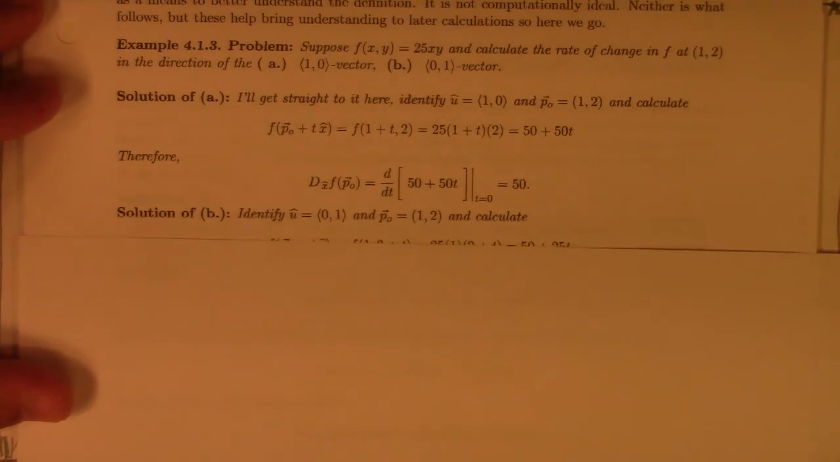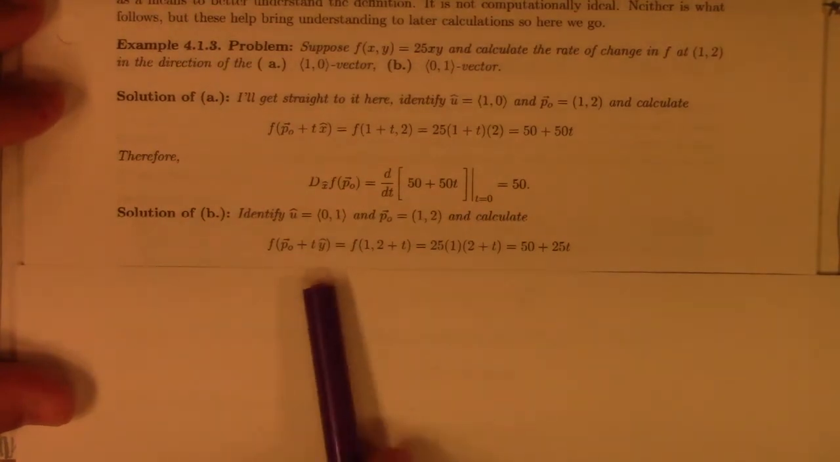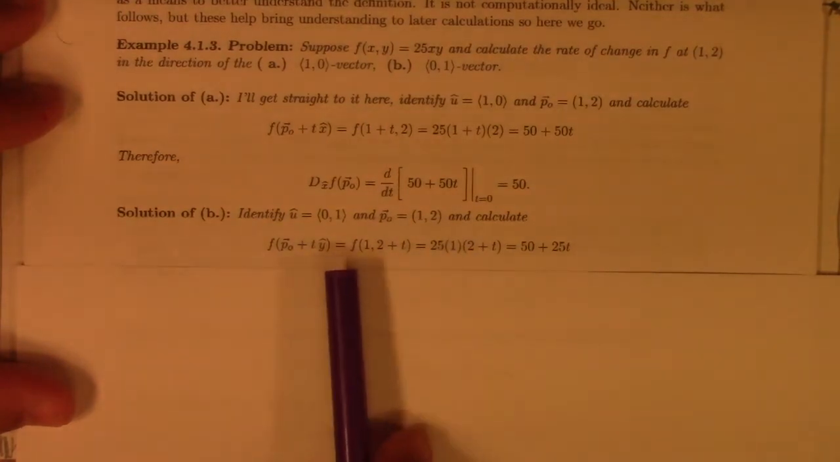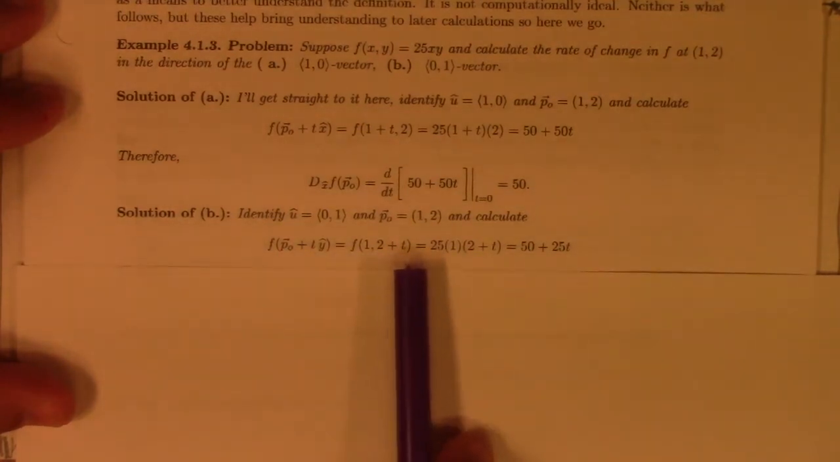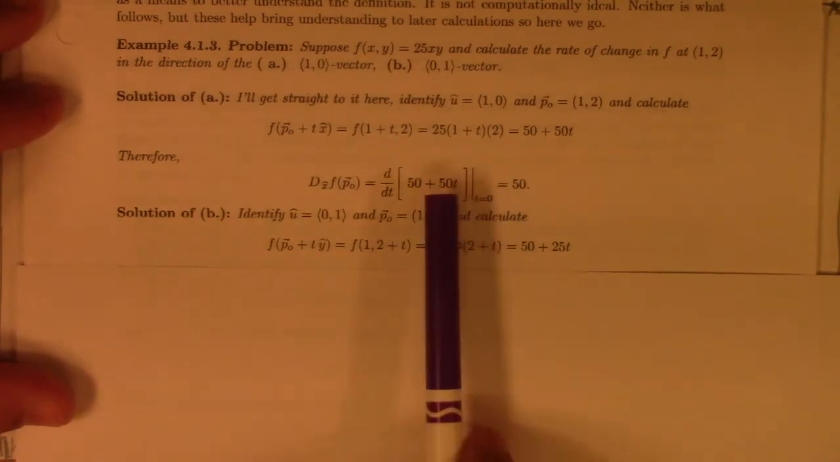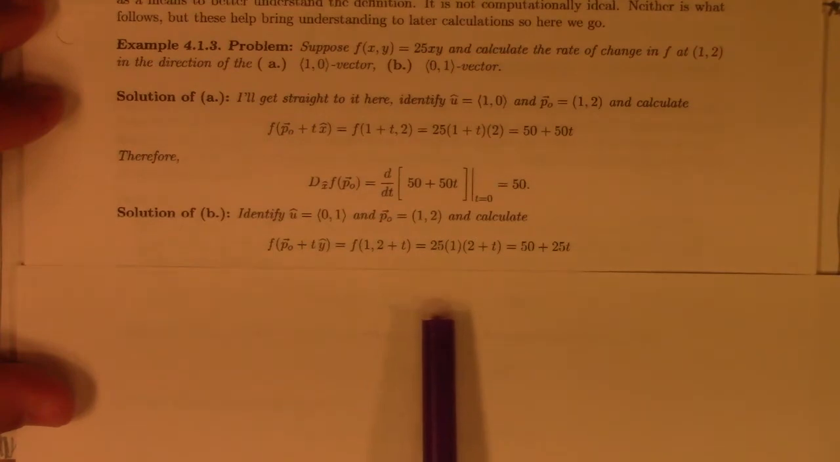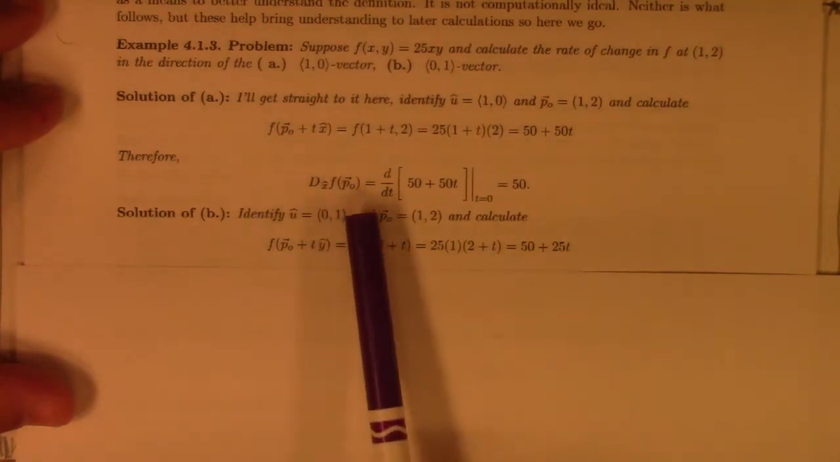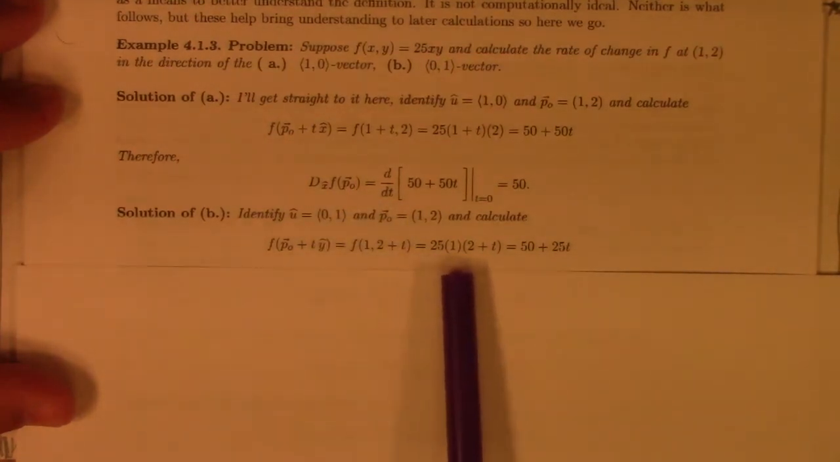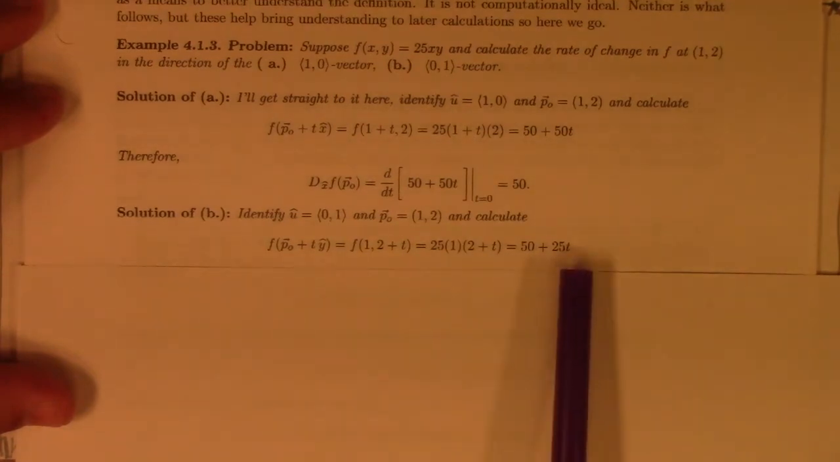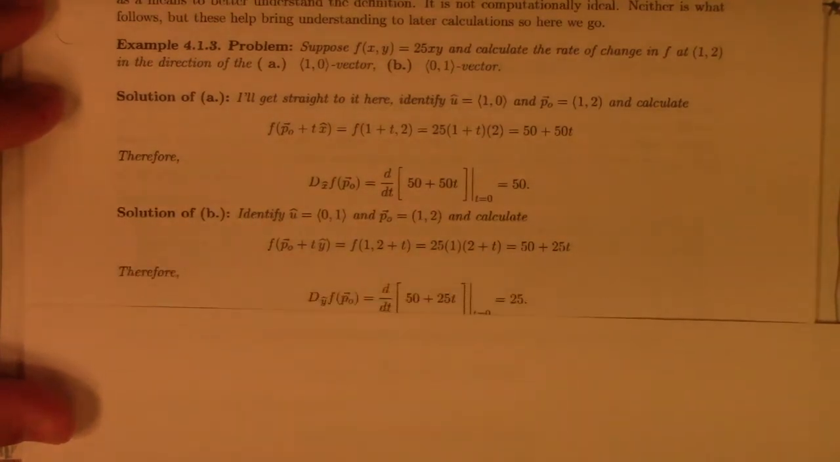Then in the y hat direction, we plug in p naught plus t y hat, which is 1 comma 2 plus t. Notice the difference. The x derivative had 1 plus t, 2. This one has 1 comma 2 plus t. That gives me 25 times 1 times 2 plus t, which is 50 plus 25t. And when you differentiate that, you get 25.